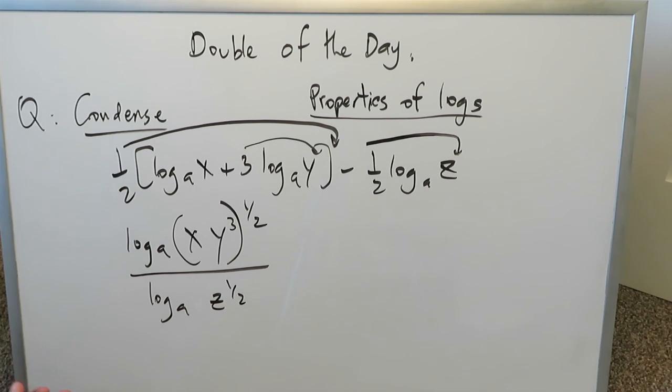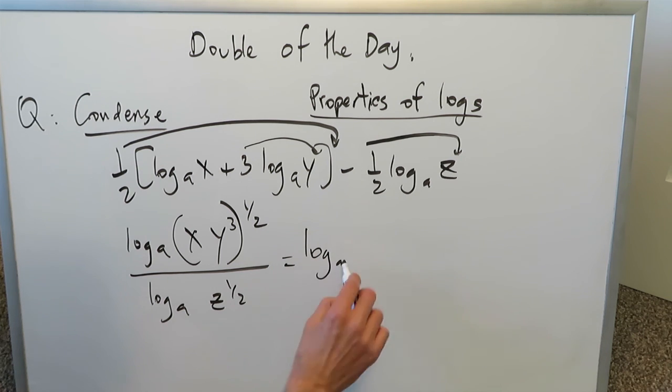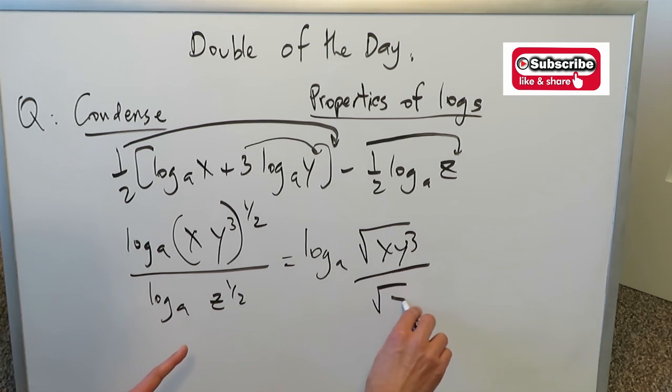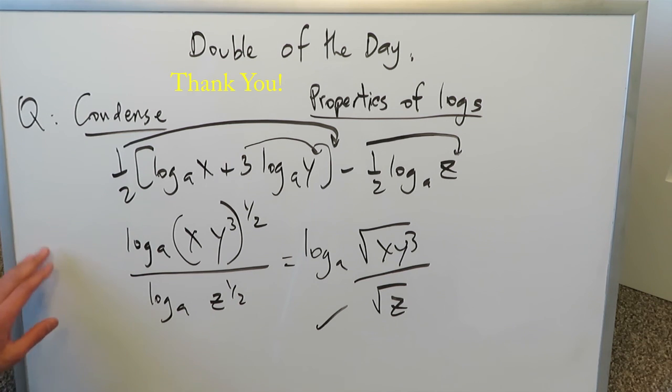All I have to do here is just write this in a better way. I can bring everything under a single unifying log, and then I have the root of x y cubed all over the root of z, and that right there is the final answer, and it should be good. So keep in mind what you've seen in this video and the two videos prior, and it's fundamental to exams, and it's fundamental to test preparation and standardized exams that you might undertake.